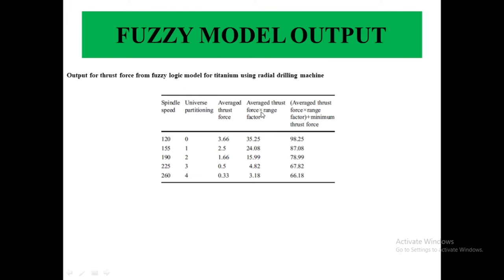So I add 63 plus this 35.25, and I get the maximum real thrust force value of 98.25. Likewise, for the first inverse partitioning, the average value of thrust force into range factor is 24.08. I add this to the minimum thrust force and I got 87.08. Likewise, I add all the minimum thrust force available with the combination of average thrust force into range factor. I got the new output of thrust force.